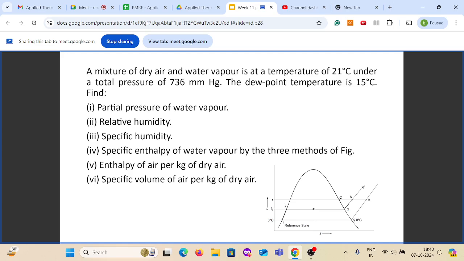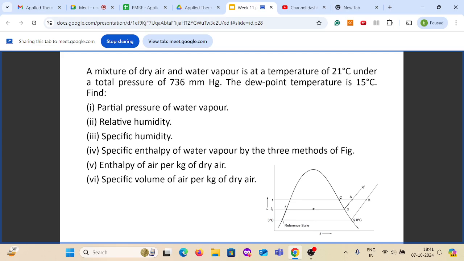So next is a question: a mixture of dry air and water vapor is at a temperature of 21 degrees Celsius under a total pressure of 736 mm of Hg. The dew point temperature is 15 degrees Celsius. First, find the partial pressure of water vapor.